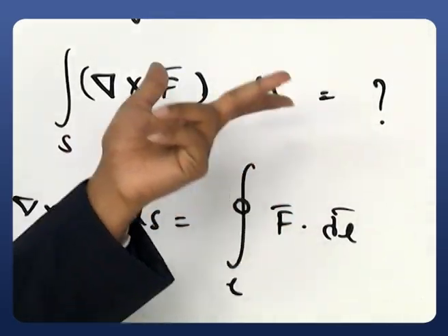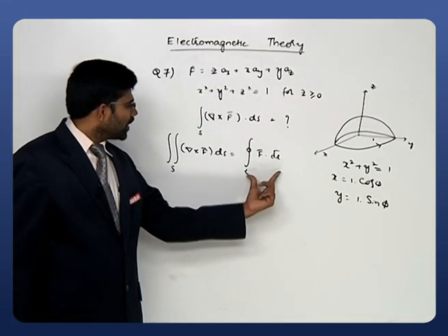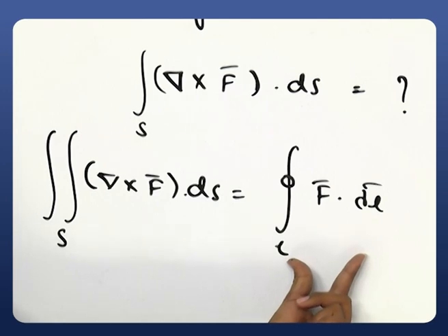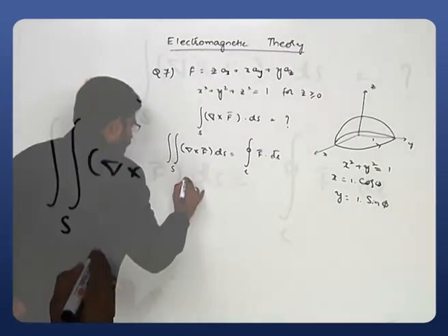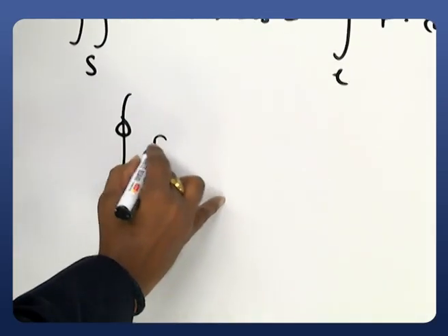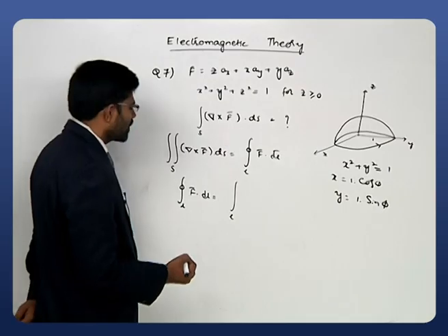We don't know the direction of that particular dS. So instead of taking the curl and applying it with dS, if we calculate the closed line integral of F bar dot dL bar, the problem becomes easy. So I will calculate this one. For that, consider the closed line integral of F bar dot dL bar, and I am writing it as it is.